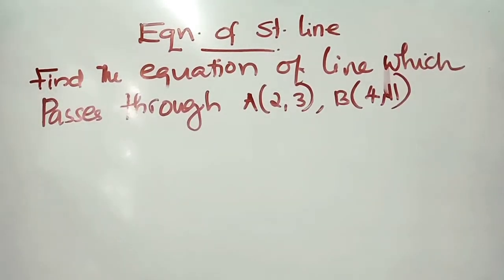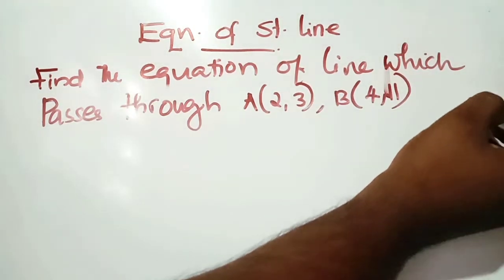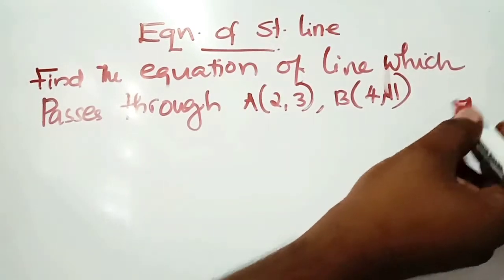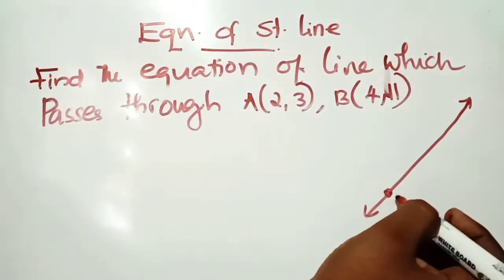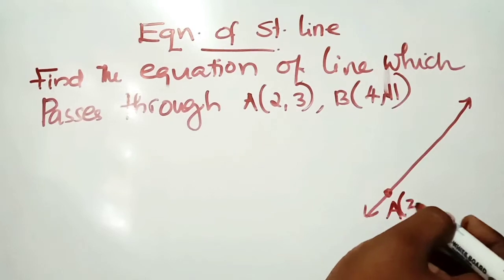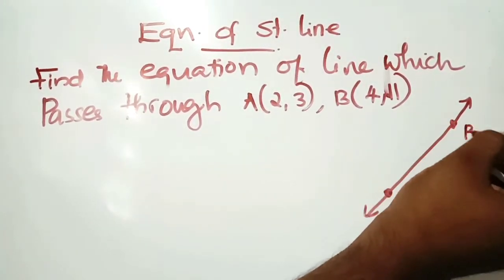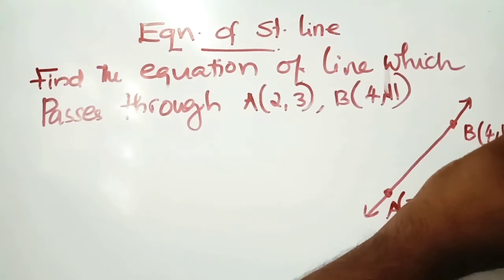Now you can see a different question. Here also we have to find the equation of a line which passes through points A (2, 3) and B (4, 11). So here we have a straight line. As per the question, this straight line passes through 2 points. One point is A with coordinates 2 and 3, and the other point B has the coordinates 4 and 11.